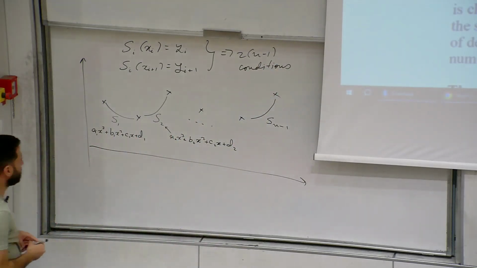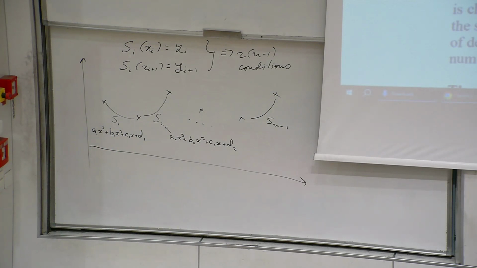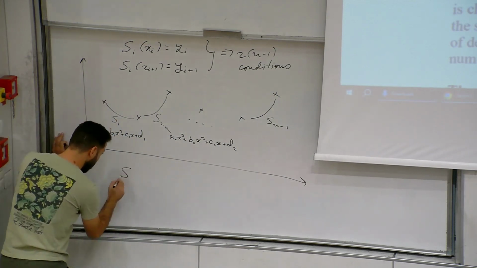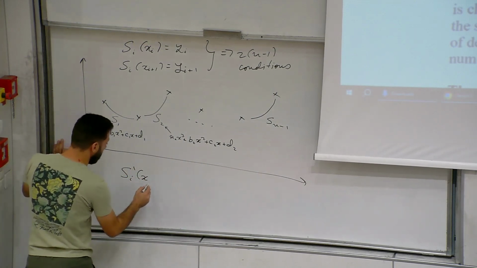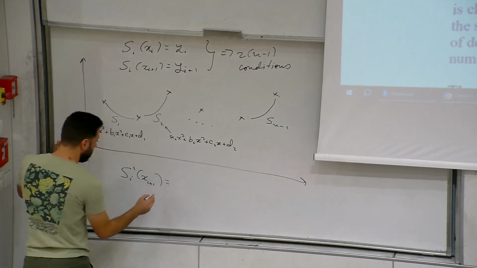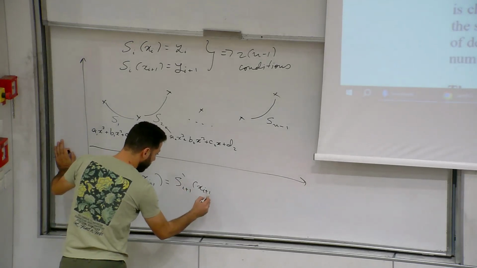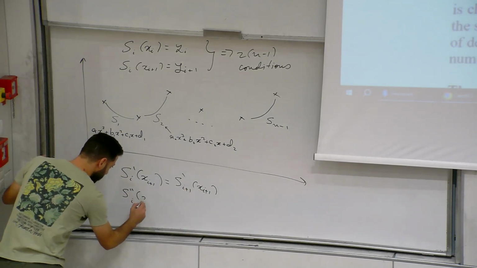And if we add the condition of the first derivative to be continuous and the second derivative to be continuous, how many constraints or conditions do we get? So if we also say that Si prime at xi plus 1 equals Si plus 1 prime at xi plus 1, and we ask the same for the second derivative.